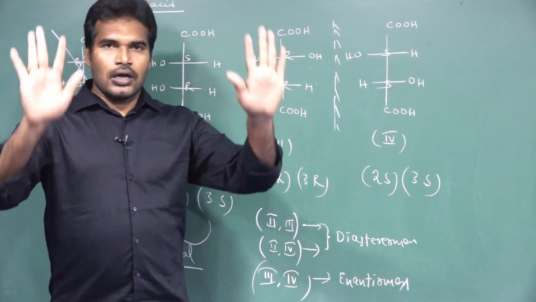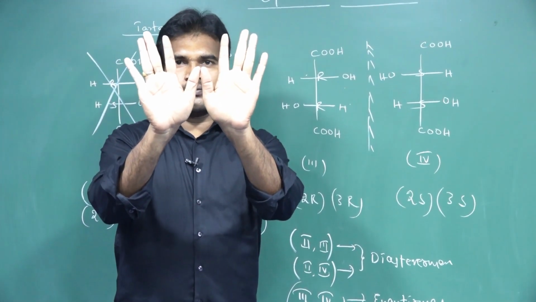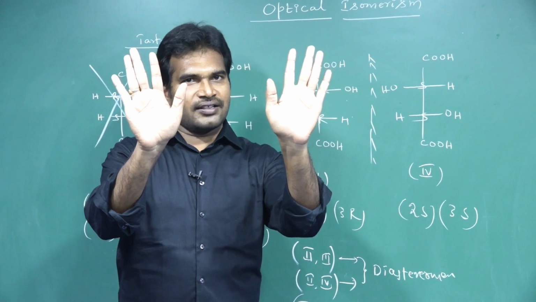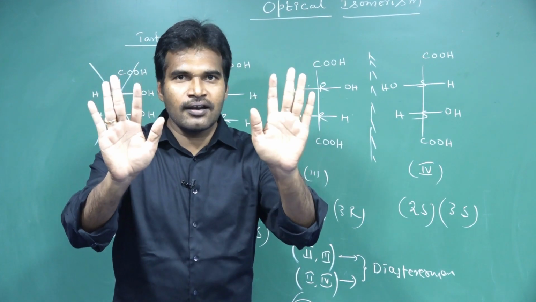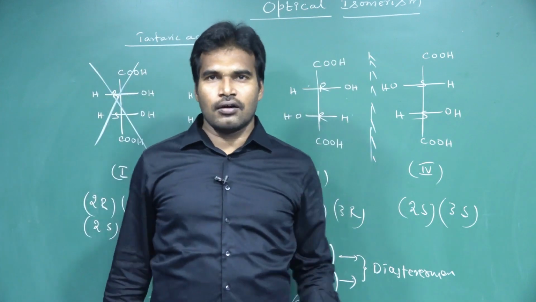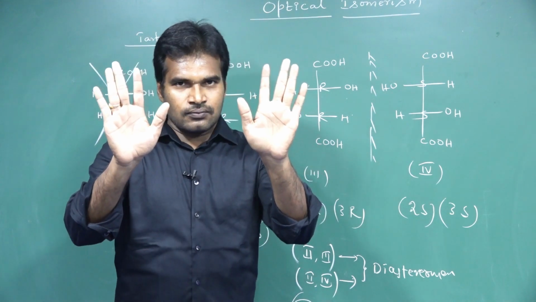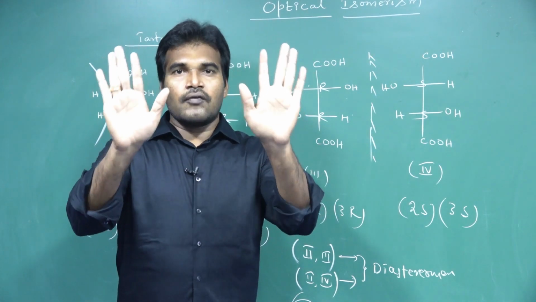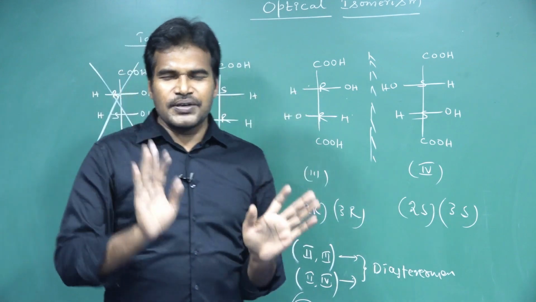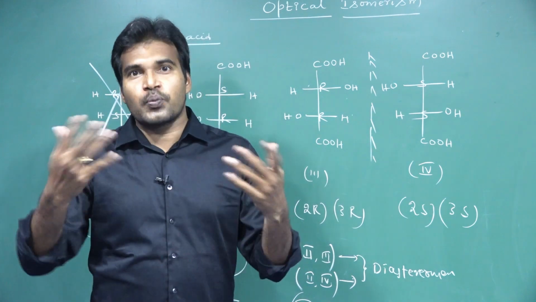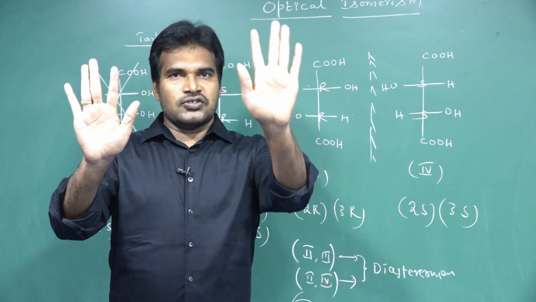Just imagine our two palms, right palm, left palm. If you keep them like this, one palm is a mirror image of the other palm. That means this pair of palms we can call enantiomers. And one more definition is also there. The pair of mirror images which are non-superimposable to each other. What is the meaning of non-superimposability and superimposability? Suppose this is one image and this is its mirror image.